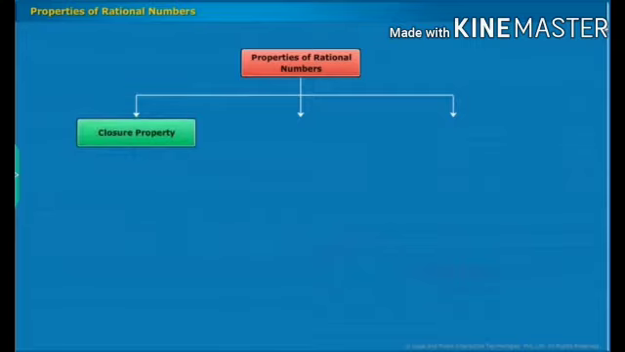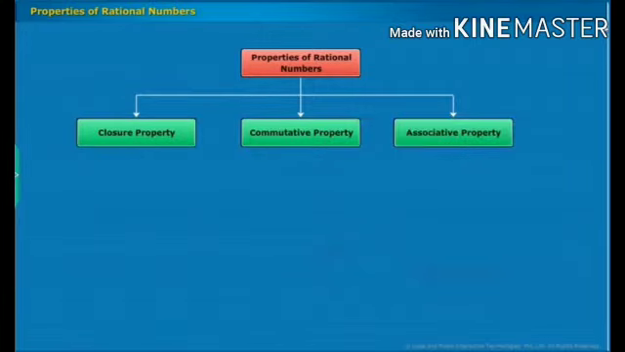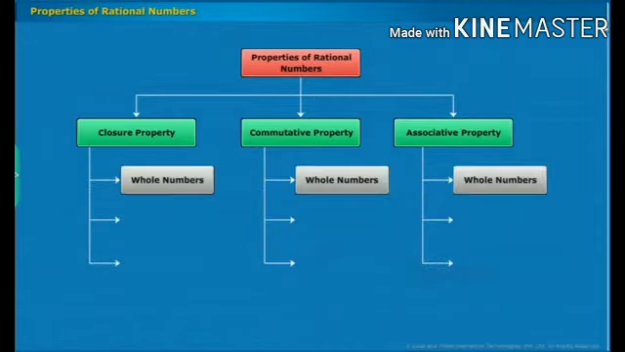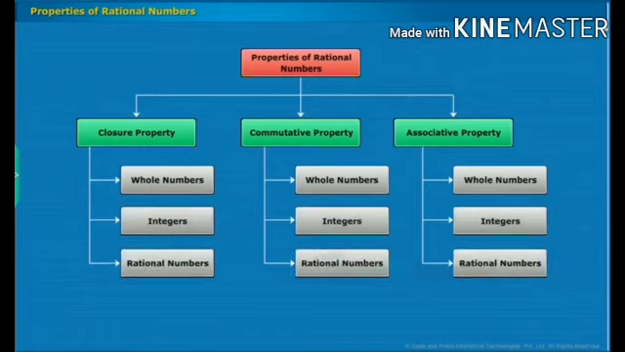Some properties of rational numbers we are going to see now: the first property is closure property, then commutative property, and associative property. We are going to see the closure property, commutative property and associative property for rational numbers today.